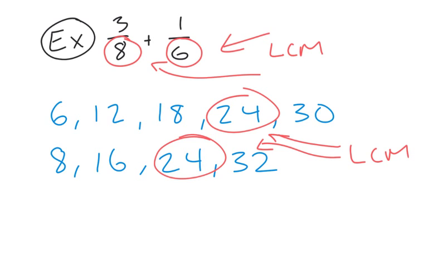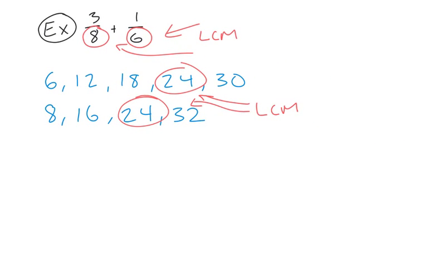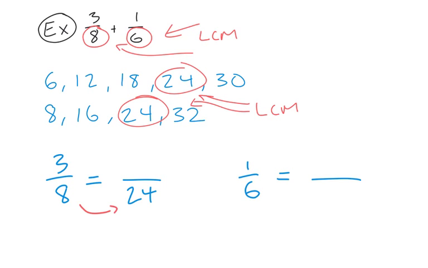Using this LCM, we can actually write equivalent fractions for 3 over 8 and 1 over 6. So let's go ahead and do that. So I'm going to write 3 over 8 equals that, and I'm going to write 1 over 6 equals that. Now I want you to take a look at the left side. The new denominator is going to be 24. At this point, you have to ask yourself, how do I go from 8 to 24? Well, you multiply 8 by 3. What you do to the bottom, you also have to do to the top. So I'm going to multiply the numerator by 3 as well. So 3 times 3 is 9.